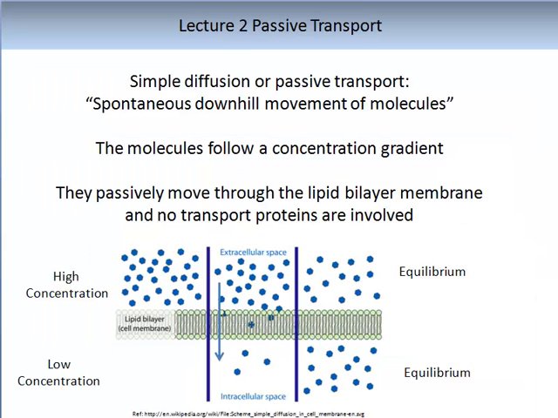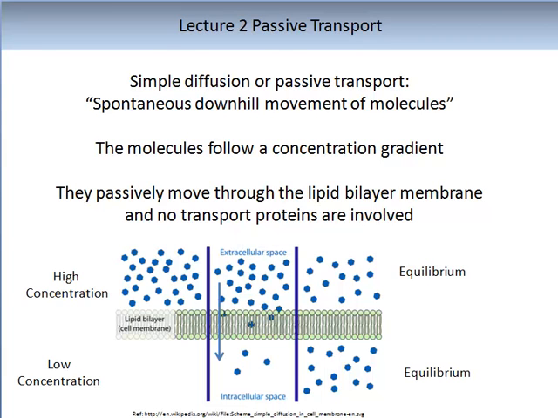Simple diffusion is also called passive transport. You can think of it as the spontaneous downhill movement of molecules, and it encompasses Fick's law. The molecules follow a concentration gradient. They passively move through the lipid bilayer membrane, and no transport proteins are involved. The image on the slide shows clearly this process.